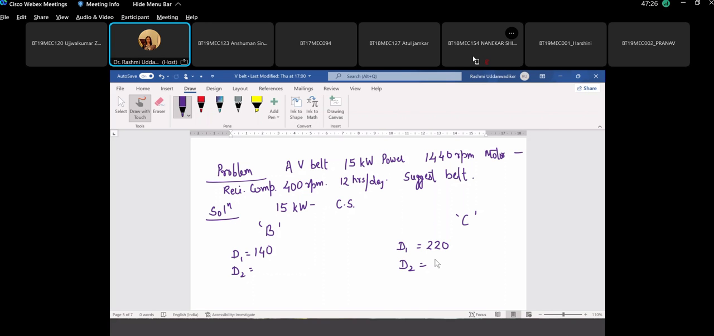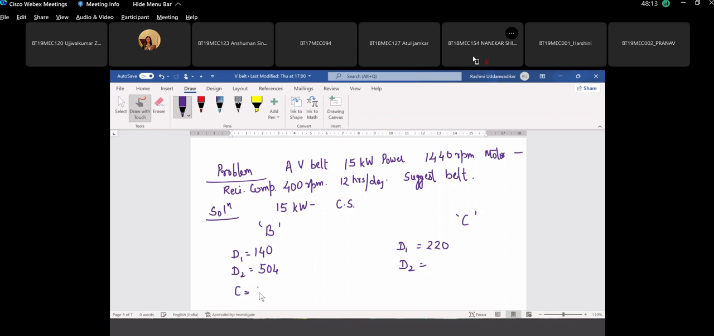Answers please quickly. What is D2 for B section? It's 504 or 490, for 140 mm. Somebody please confirm. 504. For C, for C cross section.